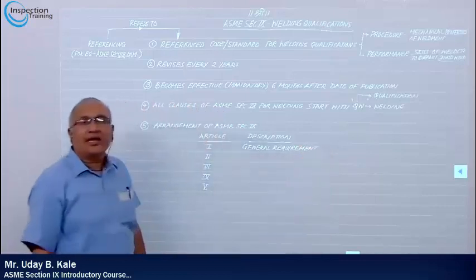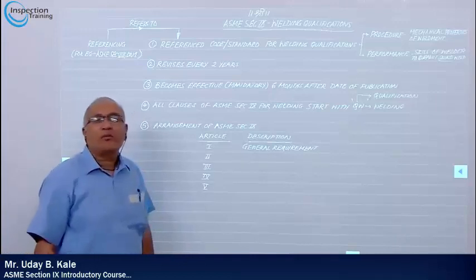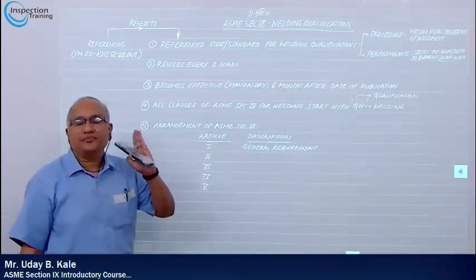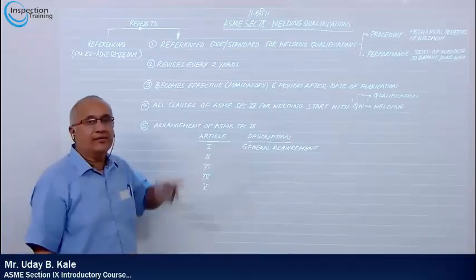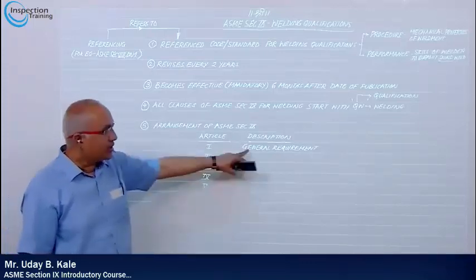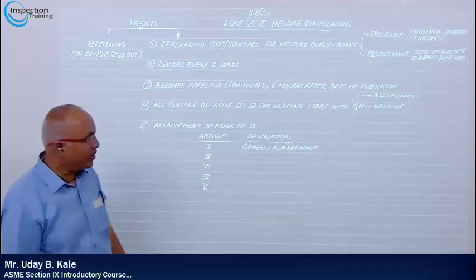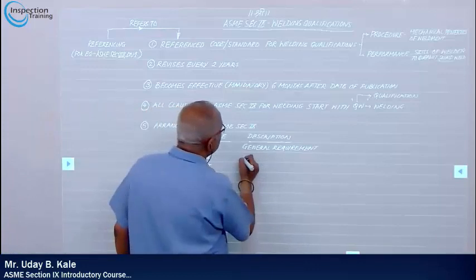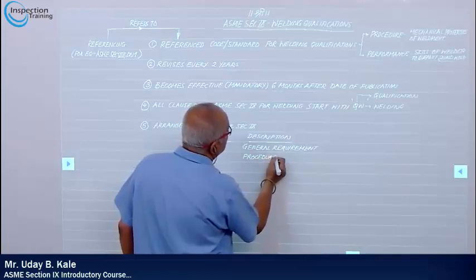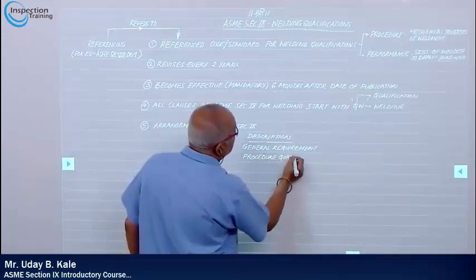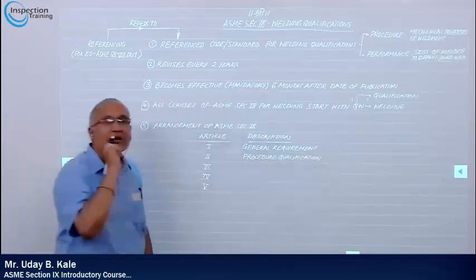There is another one article which is QG, which tells you about general requirements for all welding, brazing and fusing. But Article 1 of welding gives you general requirements for welding. Article 2 gives you procedure qualification requirements. It gives you procedure qualification requirements.